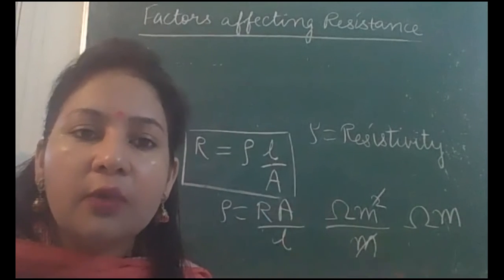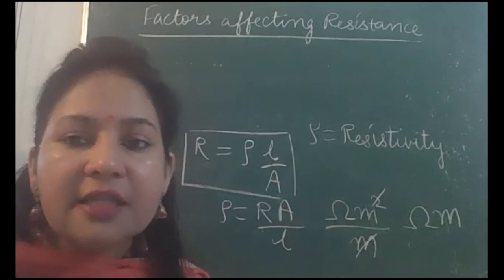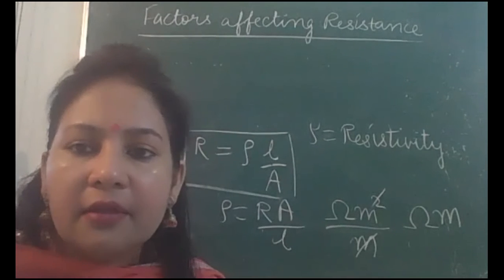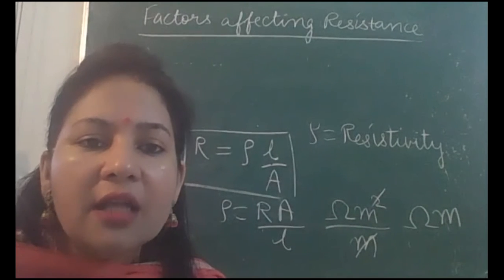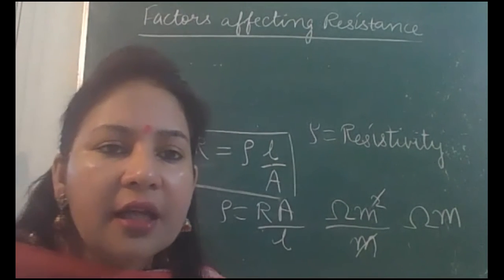We simply interpreted that if we put L equal to 1 and A equal to 1, then rho comes out to be equal to R. This is how we can relate the things and define resistivity, right? Okay, now answer my question. Did I tell you what is conductance?